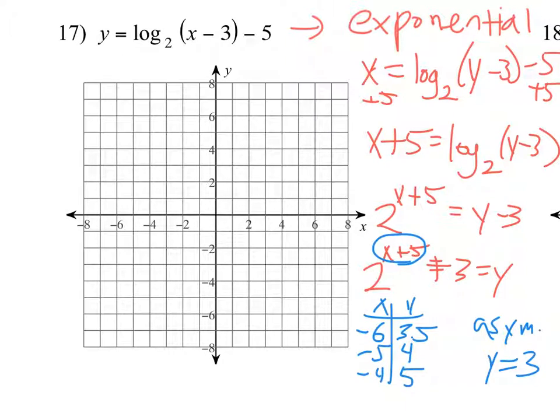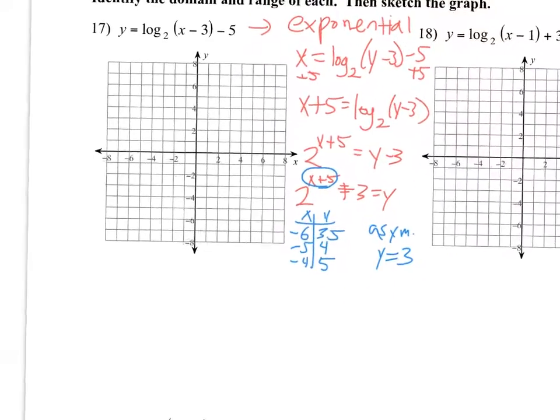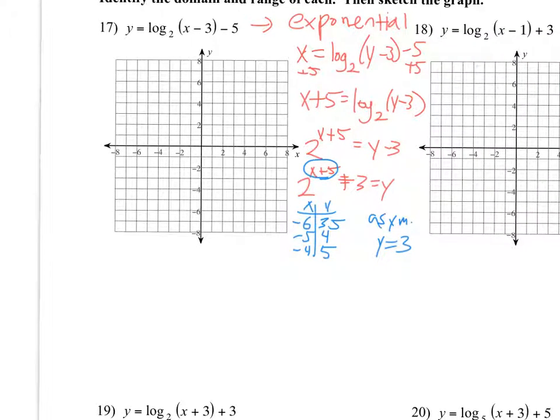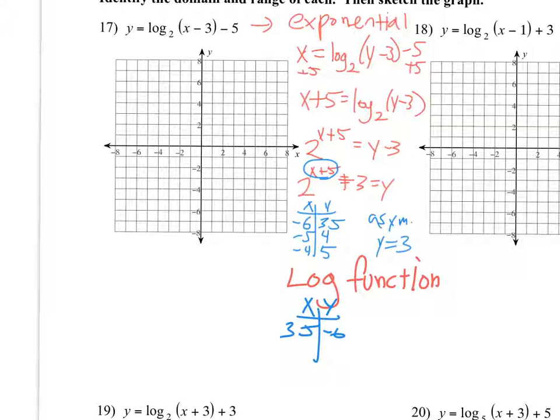With an asymptote at y equals 3. Remember, we're not actually graphing this. This is our exponential function. We're going to use this to make a log function. Many of you lost points on this section on the last spiral, because instead of graphing a log function, you graphed the exponential function. So to get that log function, we're going to switch our x and y's. We get 3.5, negative 6. We're going to get 4, negative 5, and we're going to get 5, negative 4, with our asymptote at x equals 3 instead of y equals 3.